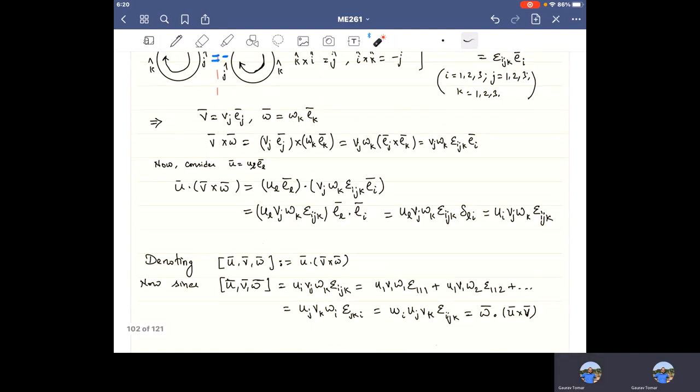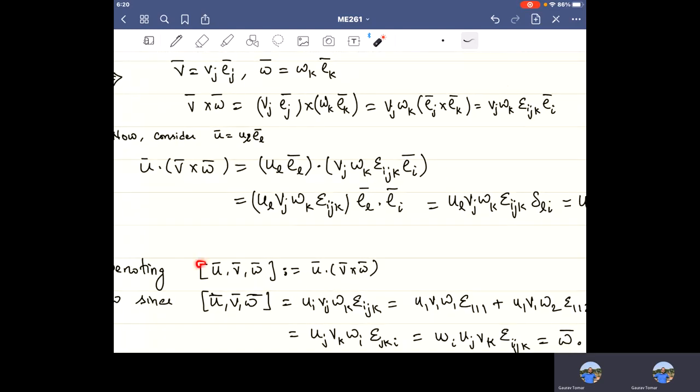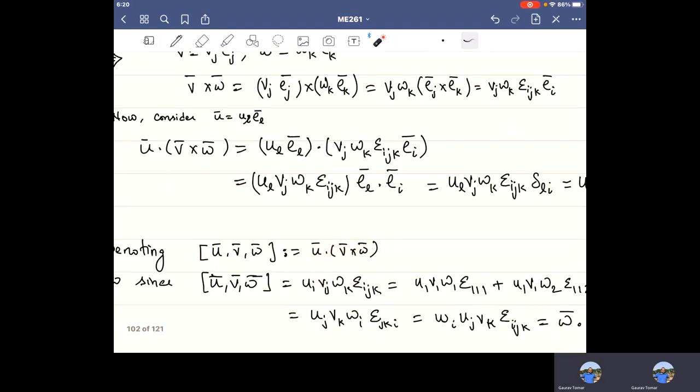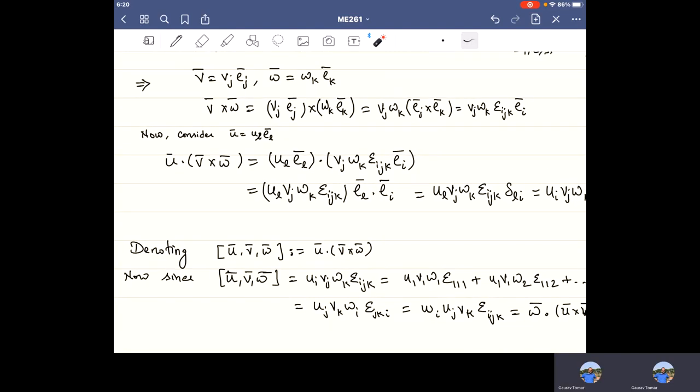Now we introduce this notation: u, v, w in these square brackets is defined as the quantity that we get when we do u dot v cross w. Correct? We get this quantity. So it's just defined like that. It's easy to write instead of writing the cross and dot everywhere. You just denote it by this.